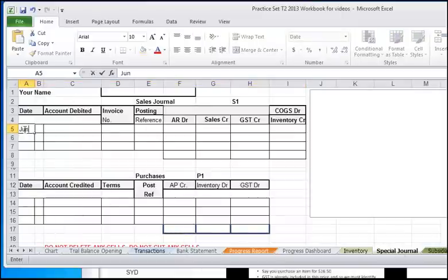So June 1, account debited. Well, we made a sale to Fred Flintstone. So Fred Flintstone. Now what does account debited mean? Well, this means we're also going to have to update the accounts receivable subsidiary ledger. We've made a credit sale, and that means Fred Flintstone is also going to owe us money.